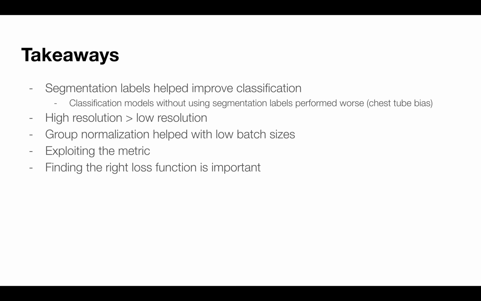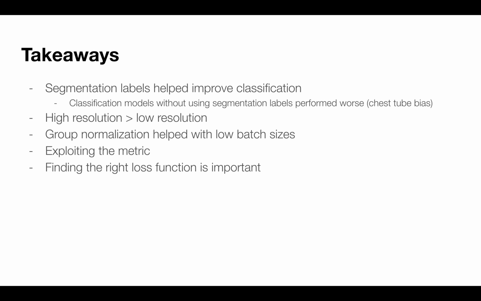Takeaways from this competition: the segmentation labels definitely helped improve classification as well. We tried training classification models without segmentation labels, which performed worse, and upon examining these predictions, we found that a lot of times they were detecting pneumothoraces, but really it was just detecting the chest tubes in the image. High resolution was better than low resolution in our experiments. Group normalization helped with our lower batch sizes, and we exploited the metric with the size removal threshold, which helped us get rid of any false positives from small masks.